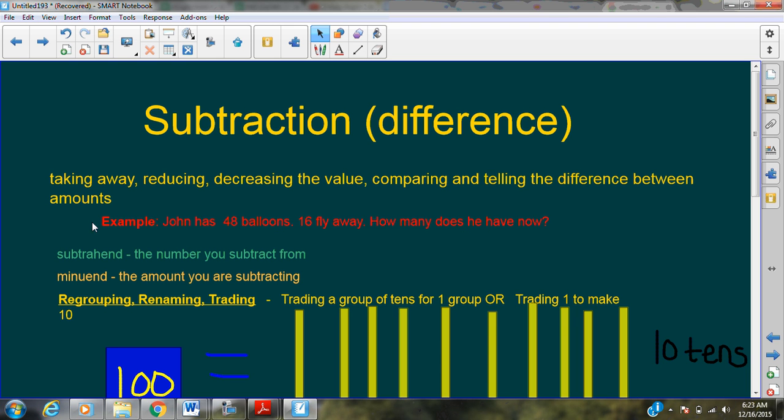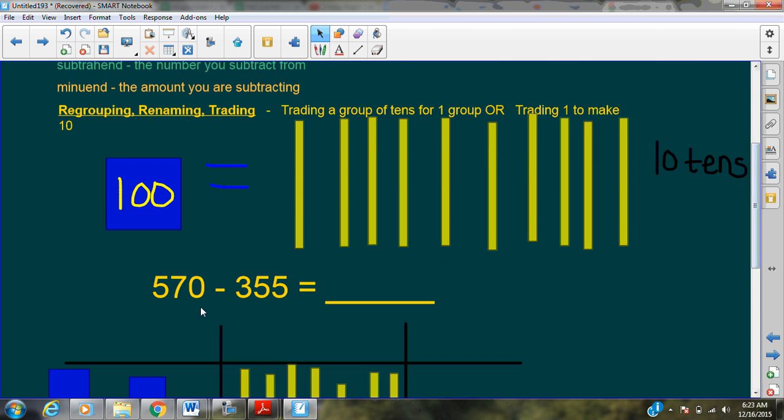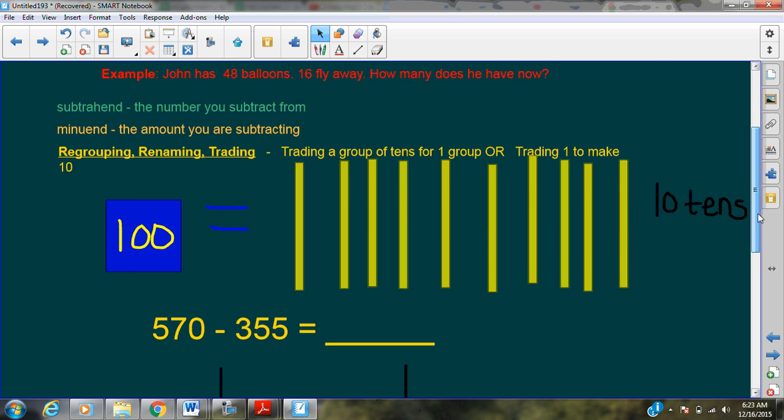There are words associated with subtraction. One is subtrahend. Subtrahend is the bigger number that you are subtracting from. Minuend is the amount you are subtracting. So, in the example I have below, 570 minus 355, 570 would be the subtrahend. 355 would be the minuend, because that's what we're subtracting from 570.